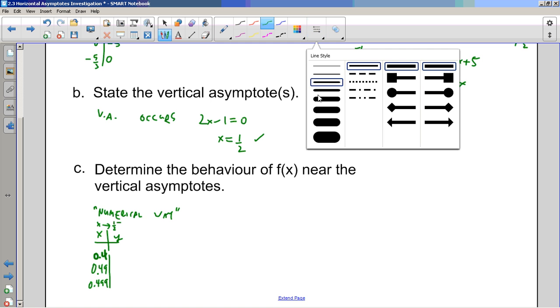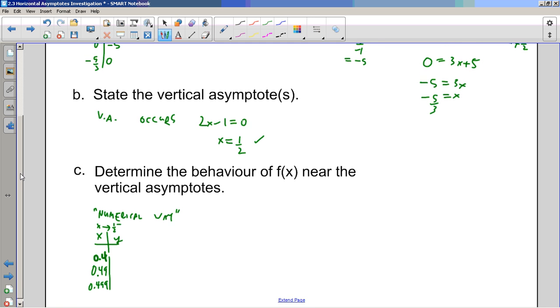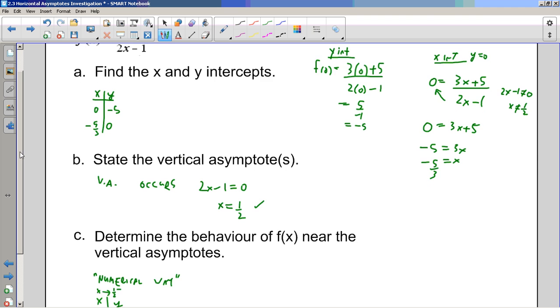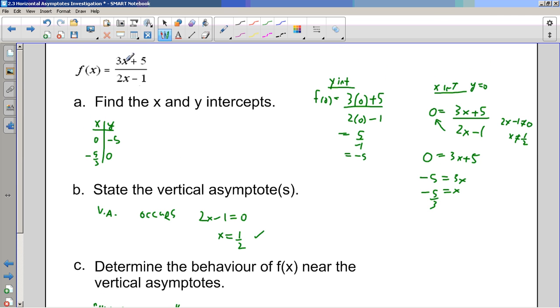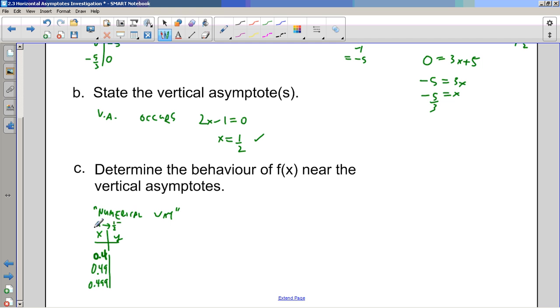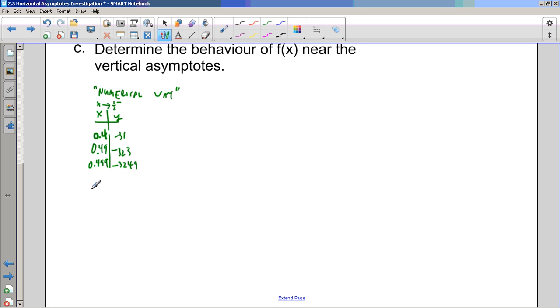Okay, and you jam that into a calculator. Some of you are good at using your calculator, but in this expression goes 0.4 and 0.49 and 0.499 and so on, and I got this to be negative 31, negative 323, and negative 3,249. If you're having trouble putting that into your calculator, then just ask for some help in class. We can cover that in class. So therefore, when x goes to negative a half from the left, the outputs are going towards negative infinity, right?